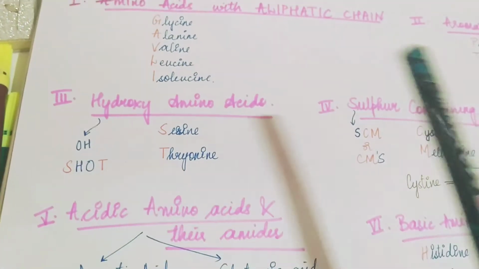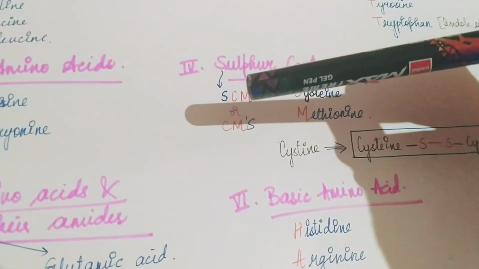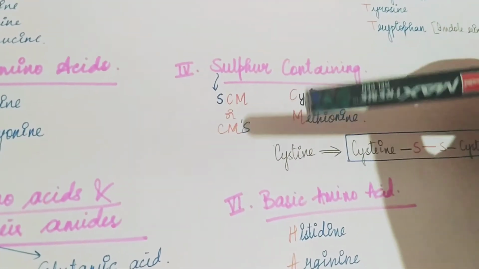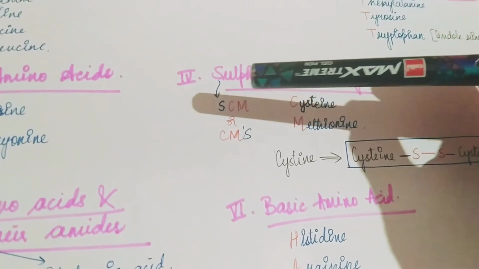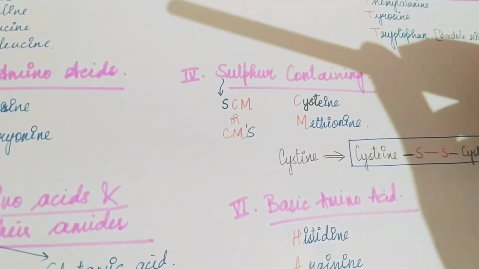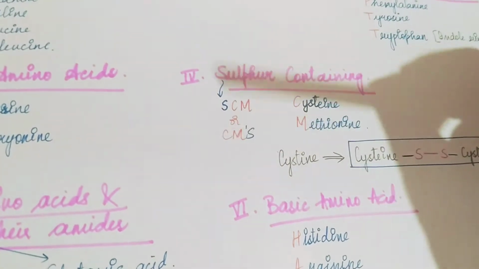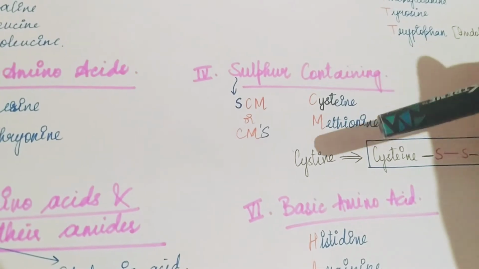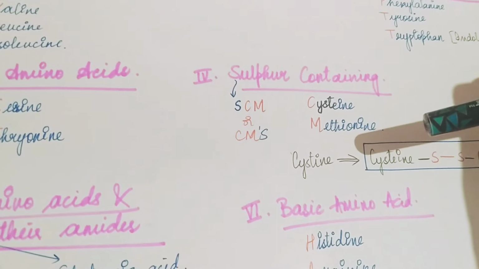The next group is sulfur containing amino acids. We have a mnemonic to remember it. Sulfur is yes, right? And we have 2 amino acids in it, so it is C and M. It can go as SCM, which is Supreme Court Ministers, or CMS, which is Chief Ministers. Whichever you remember, you can go with it. Now C is cysteine and M is methionine.